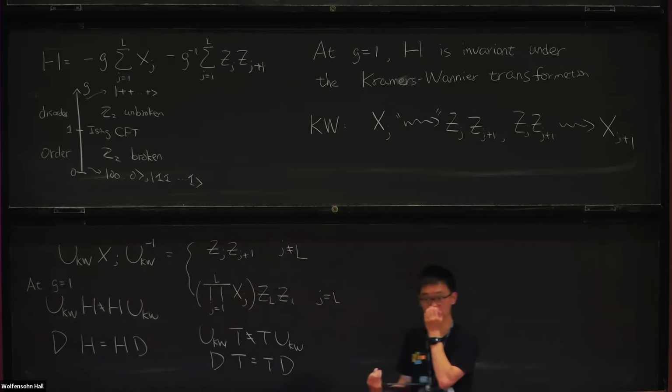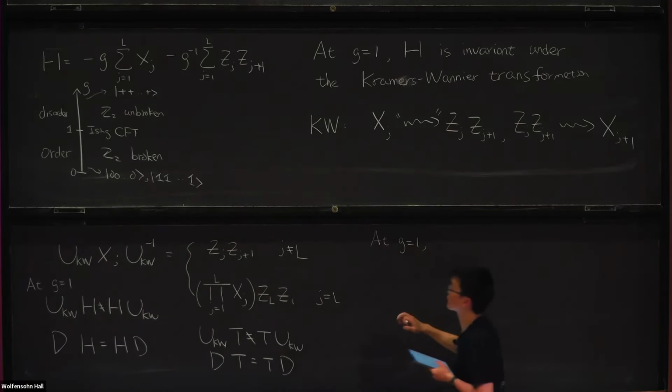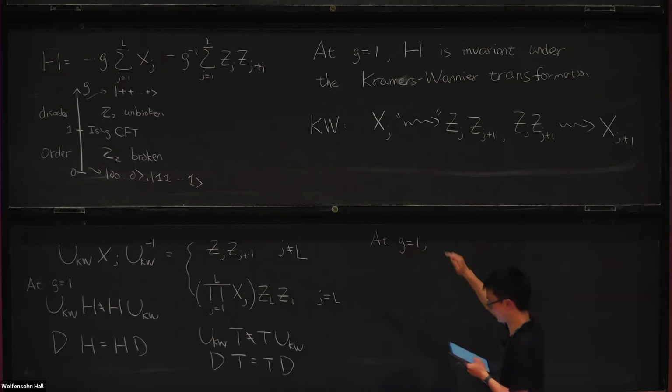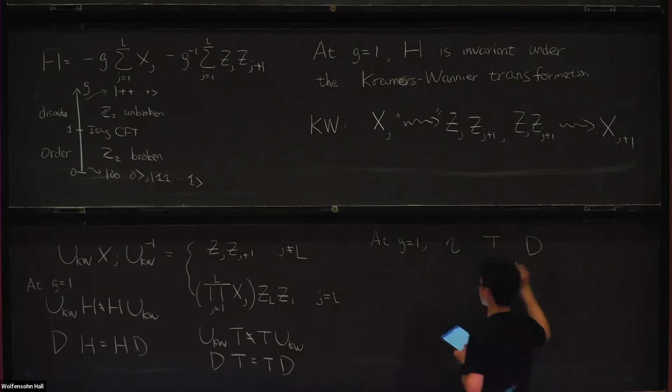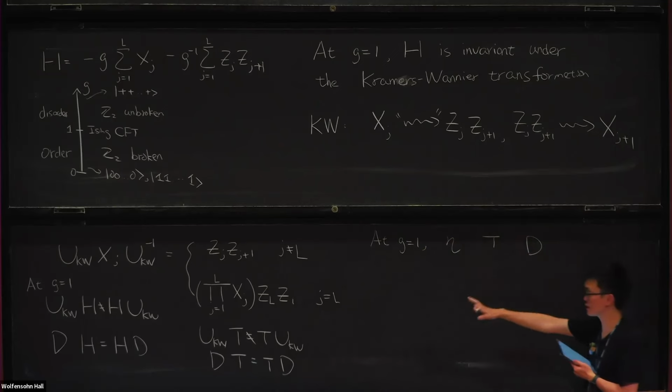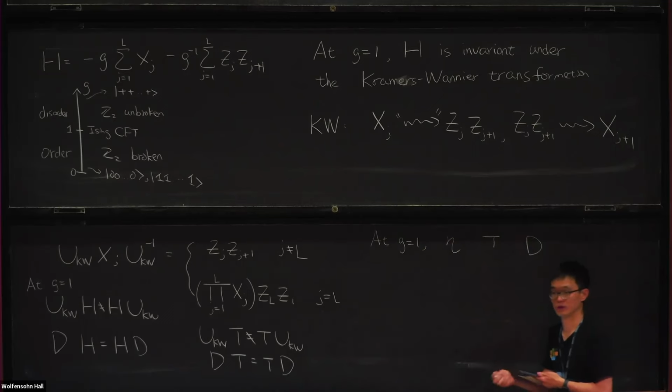Okay, any other question? All right, so what are we saying? We are saying that at G equals 1, the conserved operators, the operators that commute with the Hamiltonian, are eta, T, and D. I didn't give you the derivation of D, but I just made the claim that it satisfies all the properties over there. And whenever you have a set of conserved operators, the first thing you want to do is to compute the algebra, what kind of algebra they form. So let's go through that.